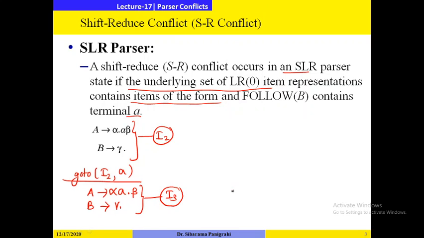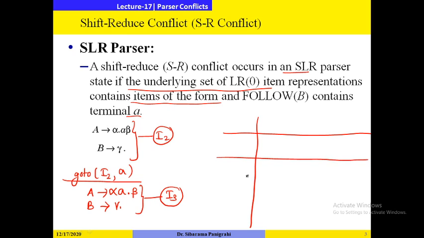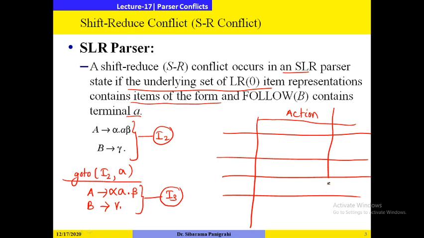Now let me construct the action and go to table for these two. Let me construct the action table only, because that will be fine to explain the SR conflict. In the action table we will have terminals, and on the other side you will have the go to table. There is a single terminal a; alpha, beta and gamma can be anything. Here I will write I0, I1, I2, I3, dot dot dot, all the items.